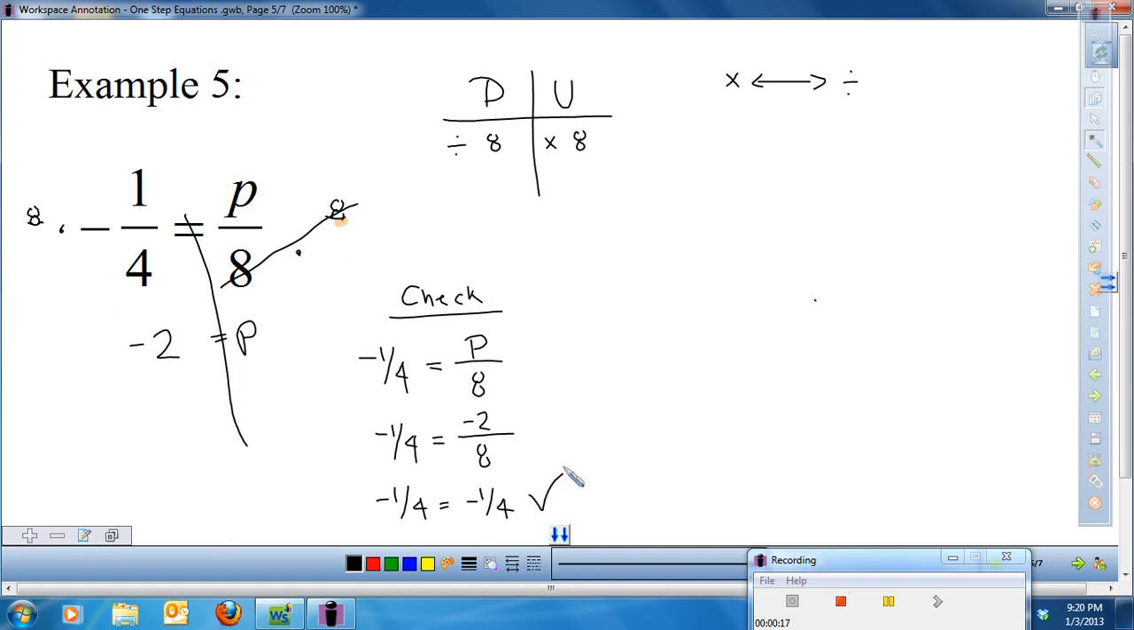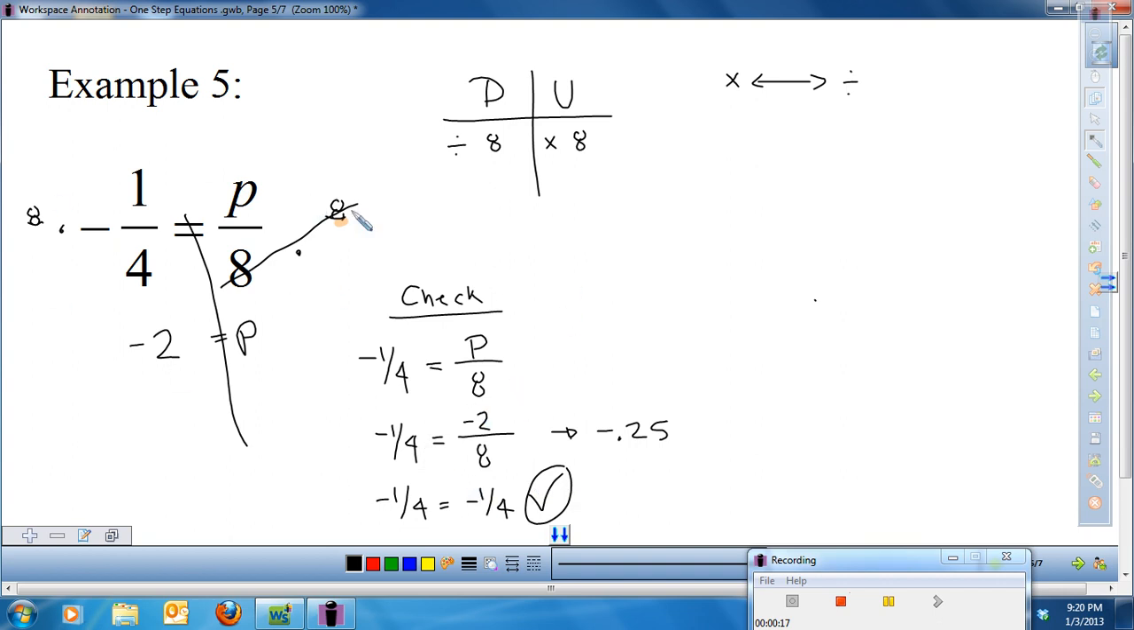So my check worked. Now when you're dealing with this, you might get that negative 2 divided by 8 equals negative 0.25. But remember that this is just a decimal. Change that decimal into a fraction if you don't know what this fraction is as a decimal. And you'll see that it's negative 0.25.